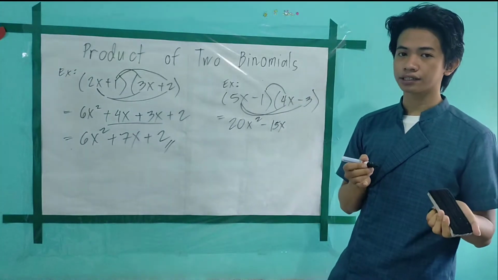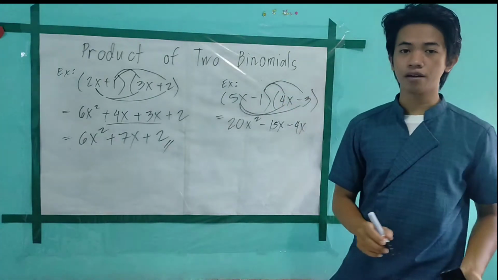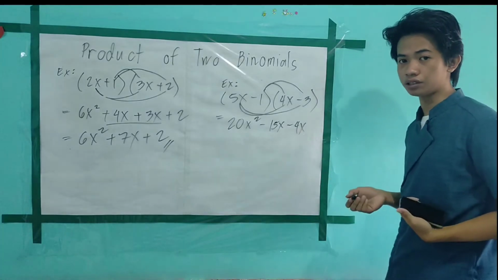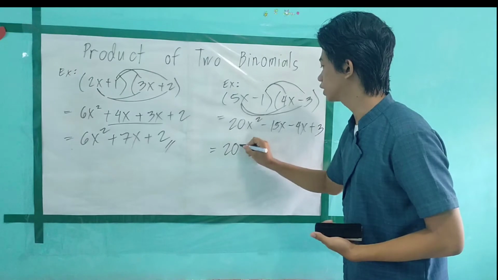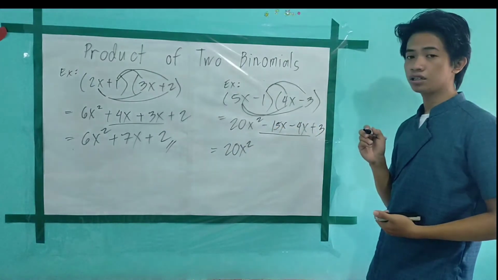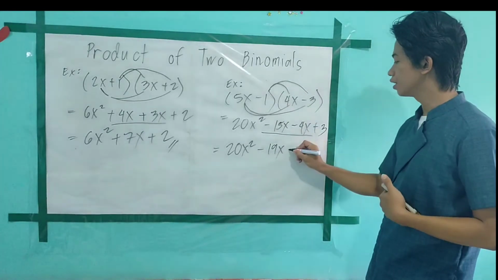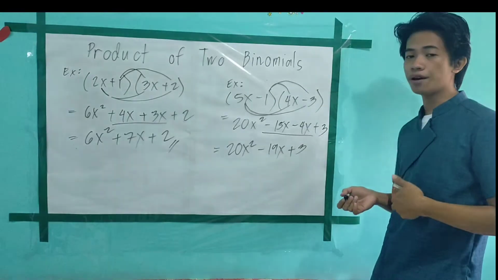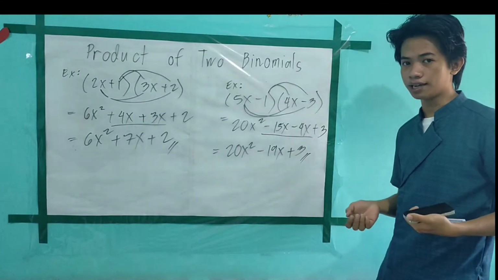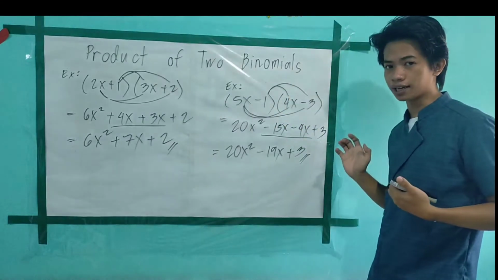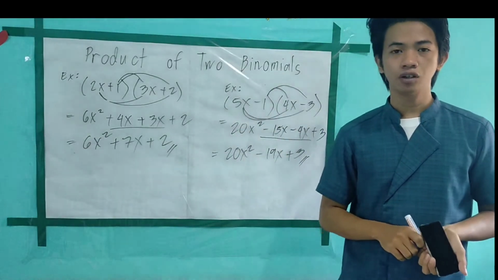Then, negative 1 multiplied by 4x. What is negative 1 times 4x? It is negative 4x. And lastly, negative 1 multiplied by negative 3. What is negative 1 times negative 3? It is positive 3. Let's simplify. We have 20x squared. Combining similar terms, negative 15x less 4x is negative 19x. Then copy number 3, since it doesn't have a similar term. Okay? So this is the product of 2 binomials. This will be the answer. So again, this is an example of a product of 2 binomials.